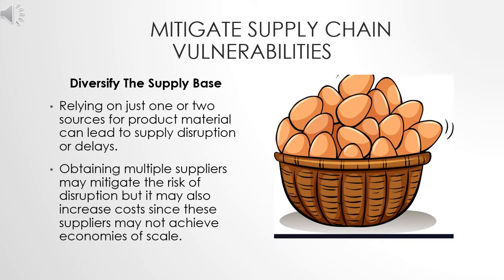Mitigate supply chain vulnerabilities. Diversify the supply base. Relying on just one or two sources for product material can lead to supply disruption or delays. Obtaining multiple suppliers may mitigate the risk of disruption, but it also may increase costs since these suppliers may not achieve economies of scale.